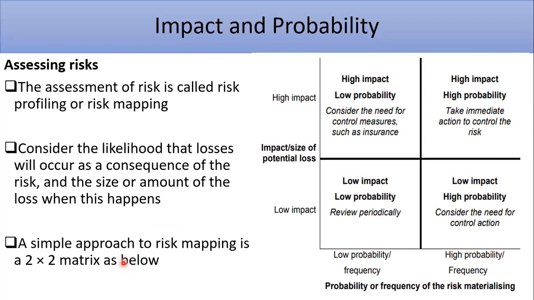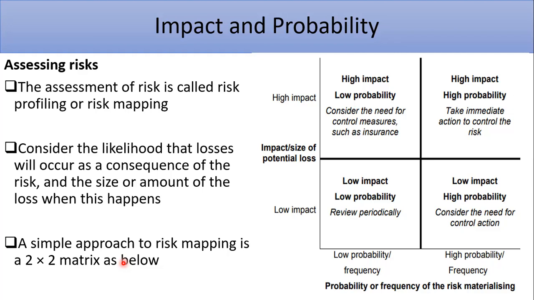Now, after risk has been identified, it is important that you assess the level of risk, the impact of the risk, okay? And then the probability of occurrence of the risk. That is what we are going to look at now, the impact and probability. Okay. Now, the assessment of risk can also be called risk profiling or risk mapping.